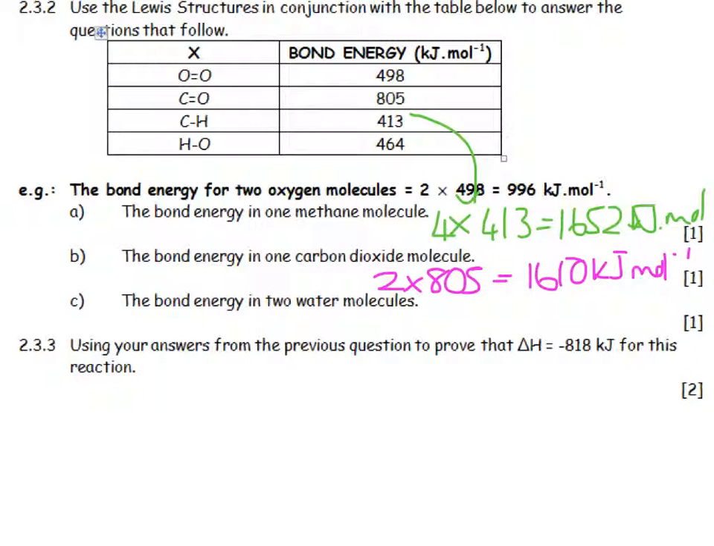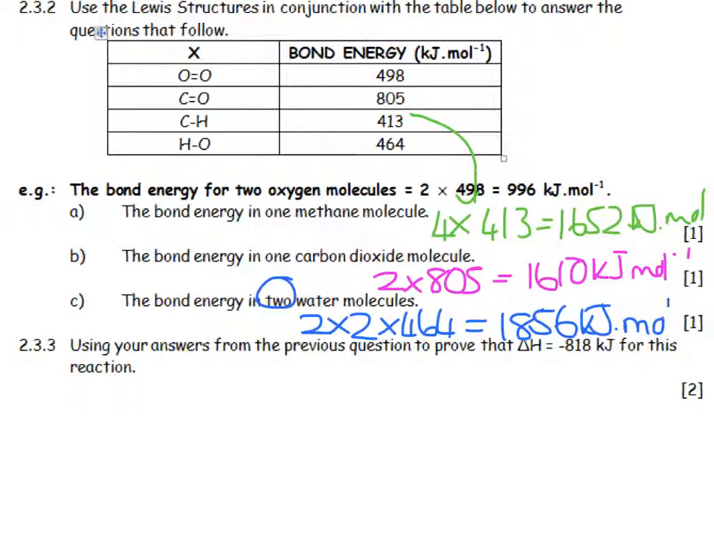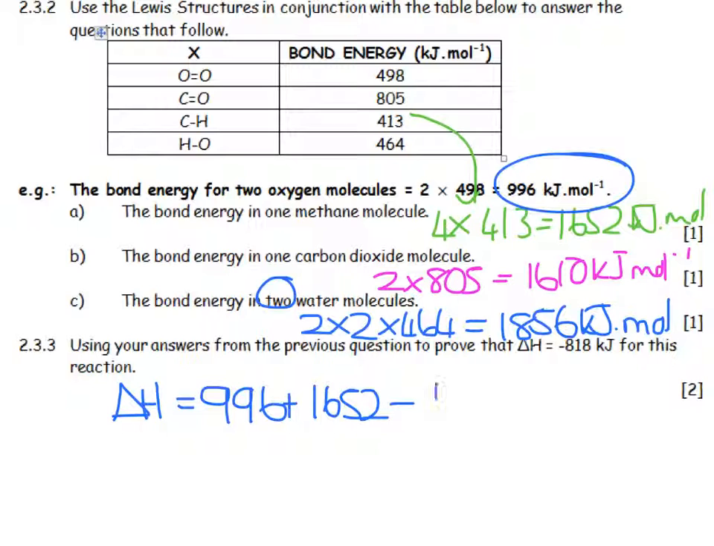And you've got kilojoules per mole again. And finally, bond energy in 2 water molecules, so it's 2 times 2 times 464, because there are 2 oxygen-hydrogen bonds in each, so that's 1856 kilojoules per mole. And you've been given this piece of information already. Using your answers, determine what delta H is. Delta H is going to be 996 plus 1652, the energy I put in, minus the energy I get out, and I land up with minus 818 kilojoules per mole.